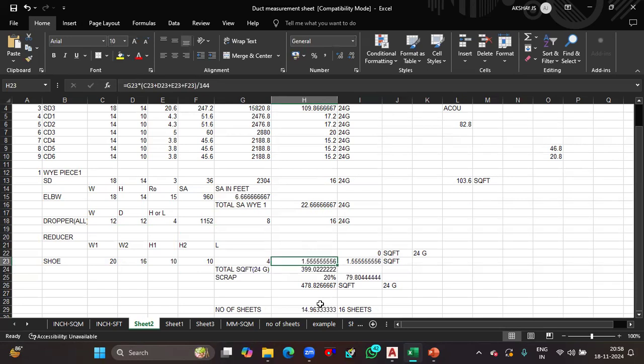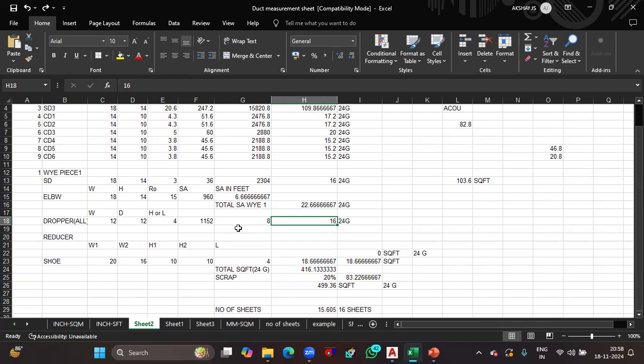Sorry, guys. This is for the shoe piece connection, I think. Sorry, this is for the dropper duct. Dropper duct we got around 16 square feet. This is for the dropper duct. Okay, now, sorry, beg your pardon, guys. Actually, it doesn't have any kind of dropper right here itself. Okay, now, beg your pardon, reducer.